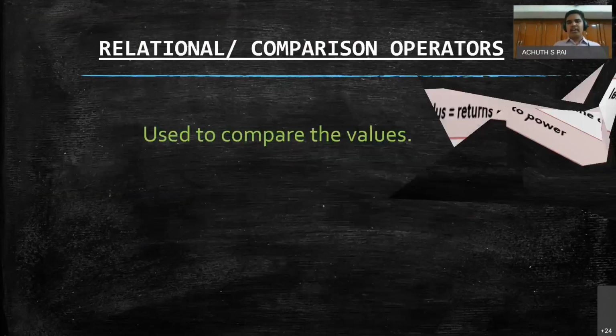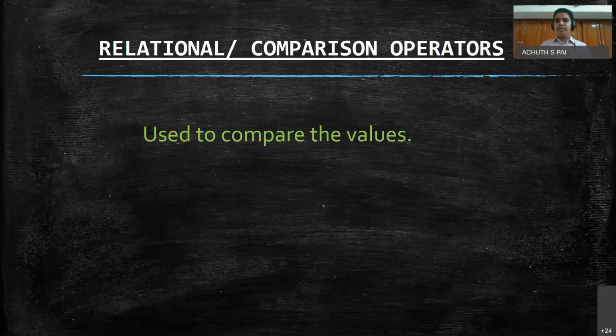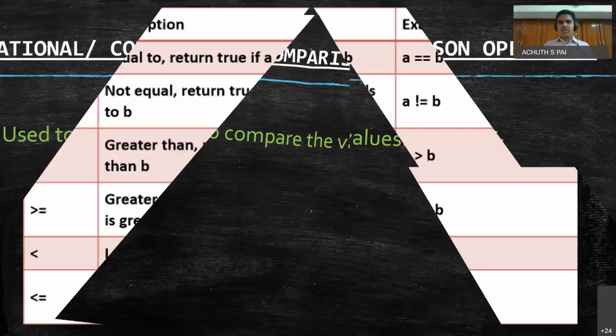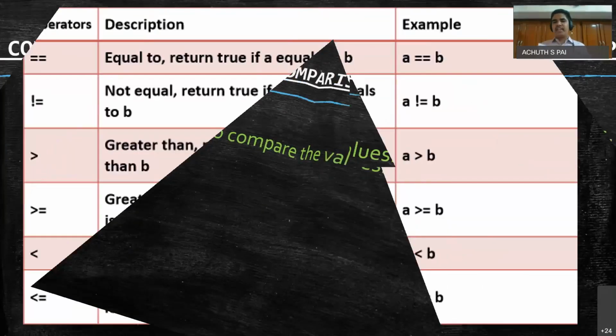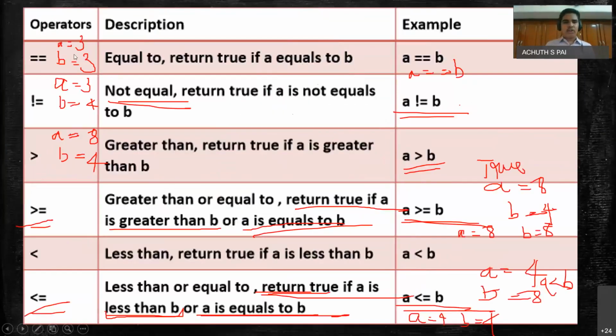Now let us come to relational or comparison operators. They are used to compare the values of the inputs. It's a very tricky one, and we also learned about them. Two equals, then the greater than or equal to. We learned all this.